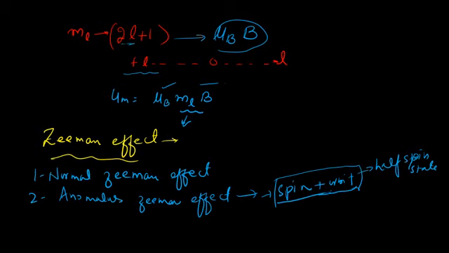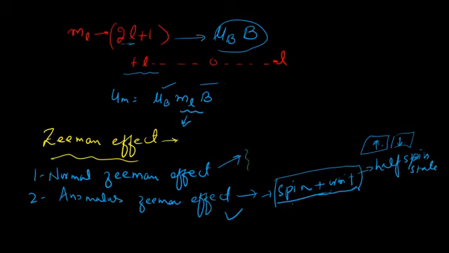There are states which are partially filled, either with an electron in the spin up state or with an electron in the spin down state. So for these types of atoms, to explain their spectrum within the magnetic field, we use the anomalous Zeeman effect, and here we consider the spin and orbital angular momentum interaction. For the normal Zeeman effect, we consider only the orbital angular momentum.